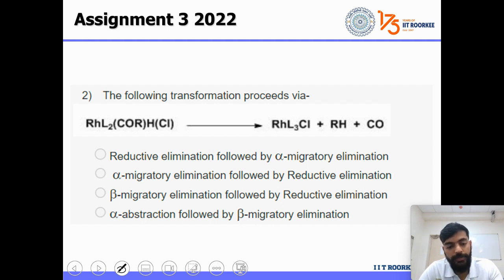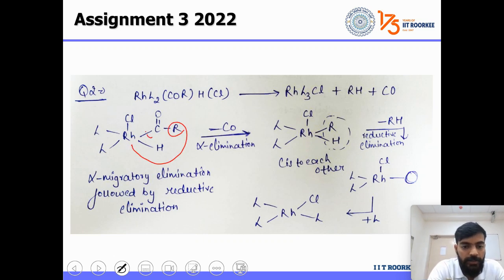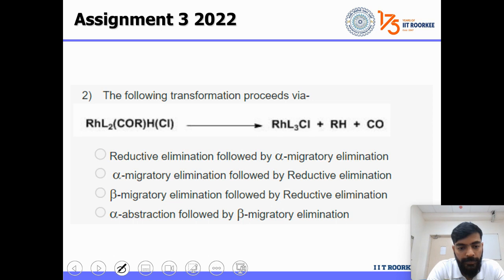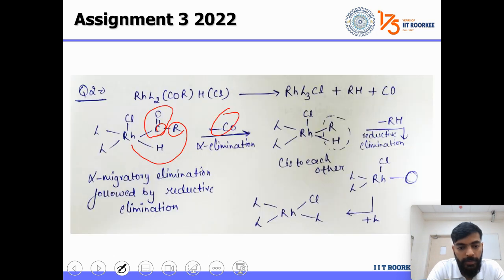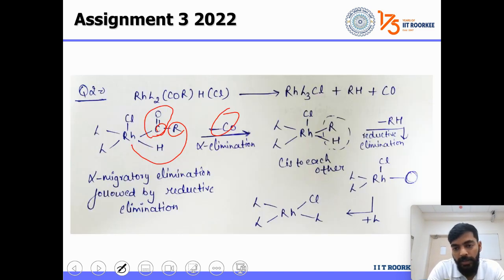Okay, we have got an answer for this. Let's see how it is happening. So first, what will happen? CO is at the alpha position. This R will come here. This CO will leave. This is what is happening here. So alpha migratory elimination is happening.